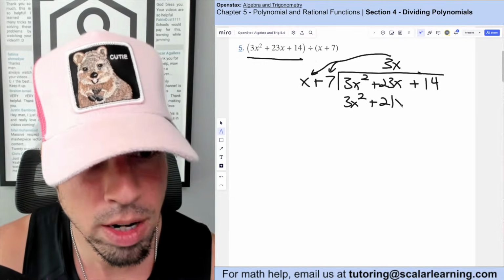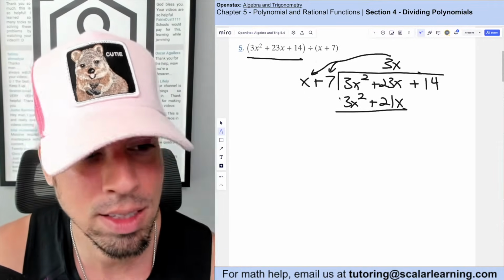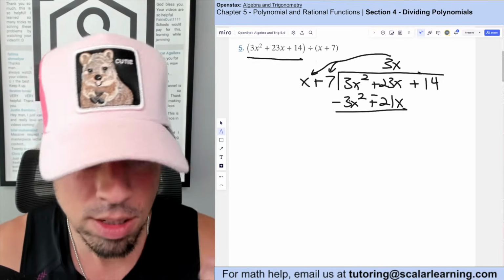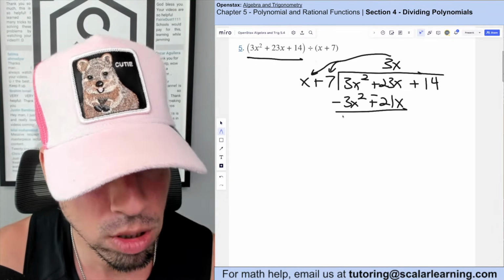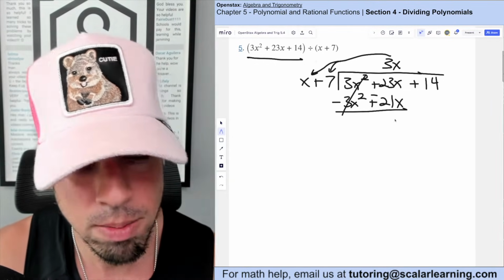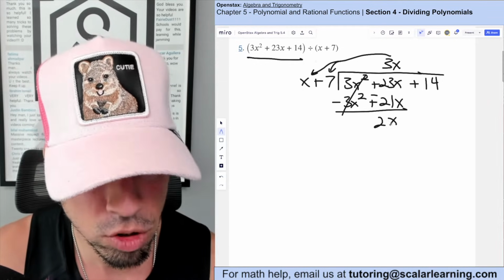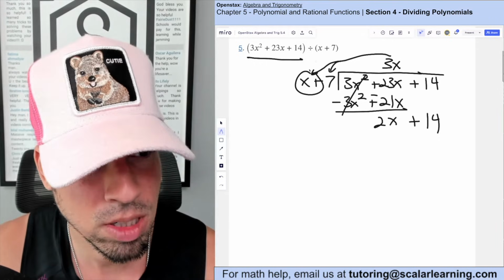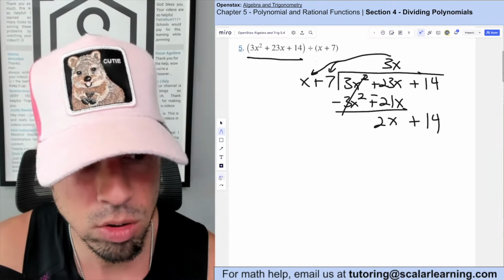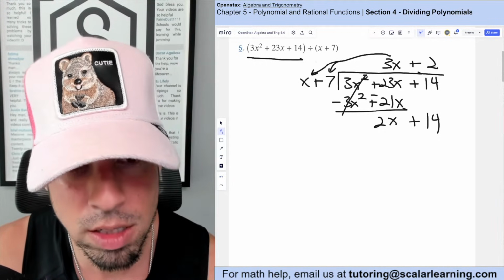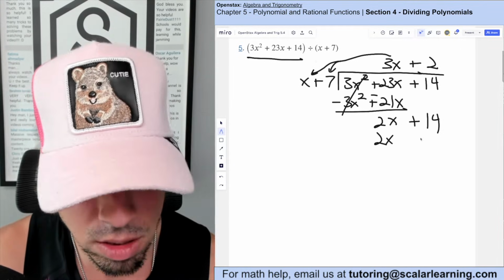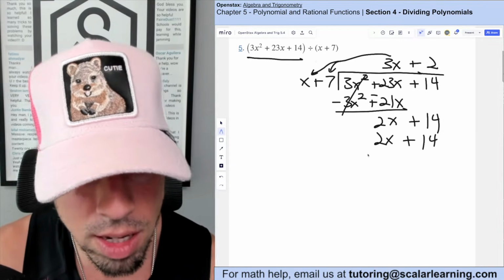Plus 21x, and then we're going to subtract, but I like to say negate, negate, right? Add a negative, and then we just add the two. So 3x squared plus negative 3x squared cancels out. 23 plus negative 21 is positive 2x, and bring down the 14. Then how many times does x go into 2x? Again, look at those leading terms. It goes in twice. 2 times x is 2x. 2 times 7 is 14, and look at that, it's perfect.